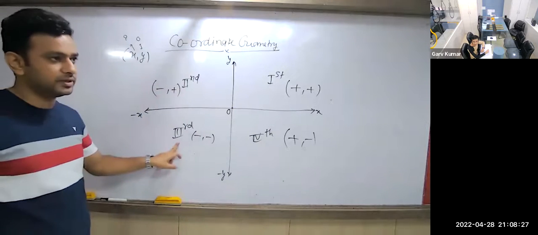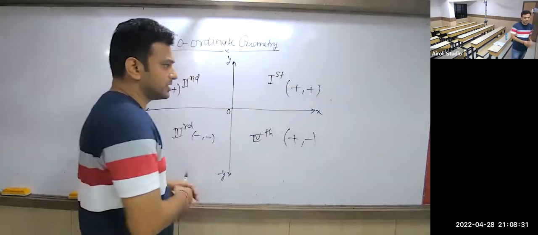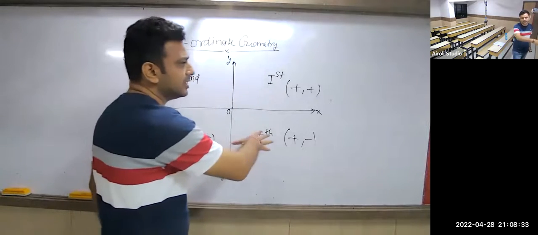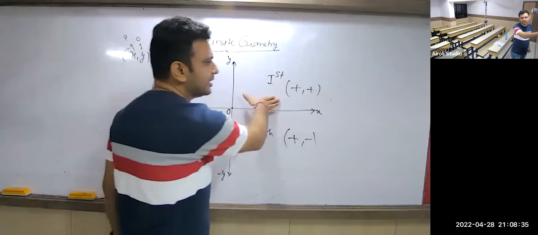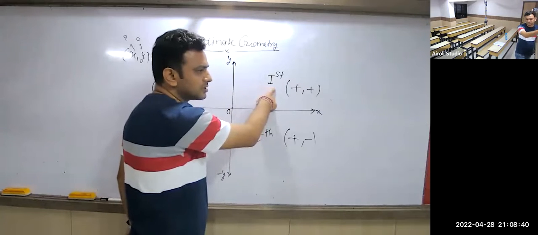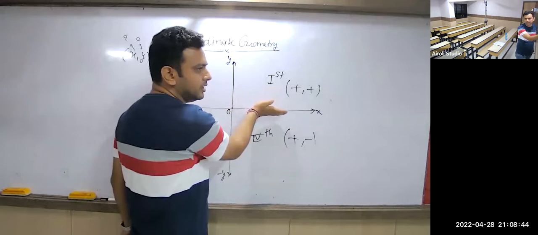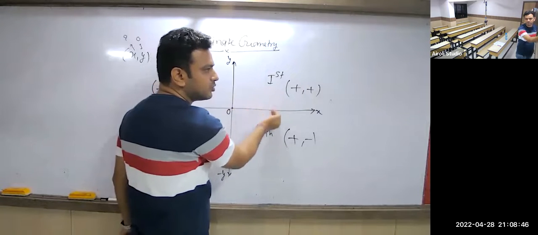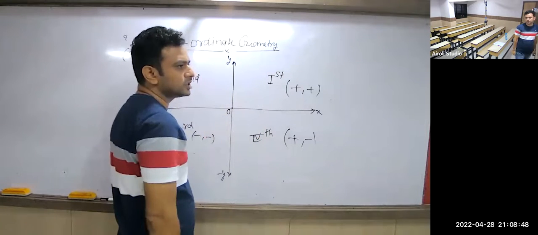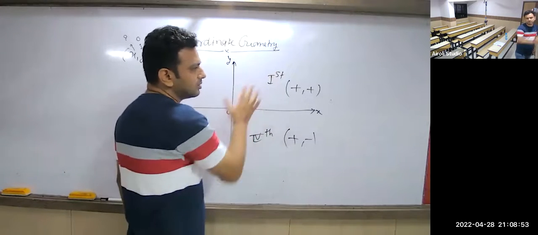Third quadrant, because in the third quadrant we have negative, negative. You don't have to learn it by heart as plus, plus, minus, okay? If I want to move into the first quadrant, I first have to move in the positive x direction, then take a turn to the positive y direction. Clear? So it will be positive and positive.